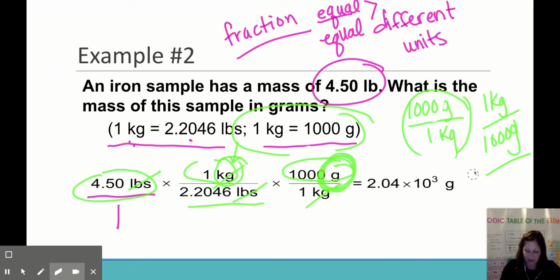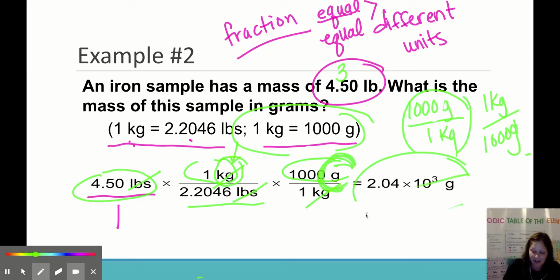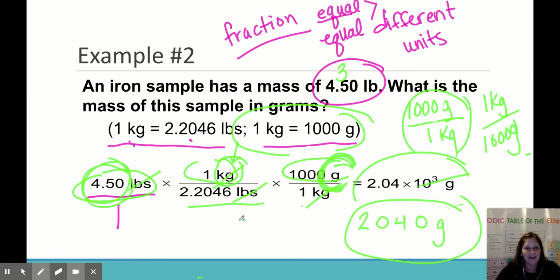Now this particular one, it's written as 10 to the third. That's because if we look at significant figures, we started with 3 significant figures here. And so the other way that we could have written this answer is 2,040 grams. I would not use a decimal at the end because this 4.50 only has 3 significant figures, which means that that's the number of significant figures my final answer can have.